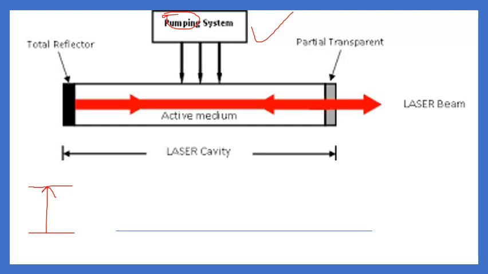Another very important thing is the resonator. The resonator is shown here. The mirror on the left is called the total reflector. And on the right-hand side, we have used a partially transparent mirror, which is used to get the laser out. This whole arrangement is called the laser cavity, and this whole system is called an optical resonator.